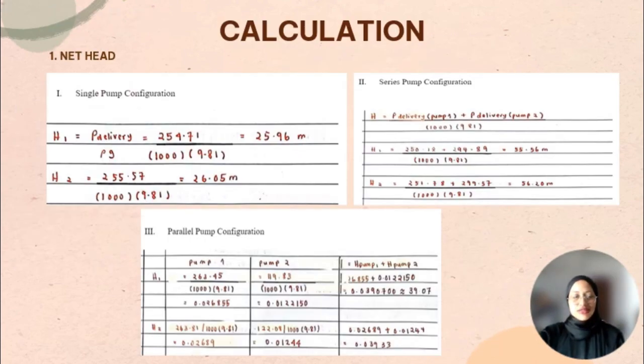So for the calculation, if we need to find the net head for single pump configuration, which is H1, it is equal to rho delivery over rho times gravity, and so on. And for the series pump configuration, we need to find the rho delivery for pump 1 plus rho delivery for pump 2 over rho times gravity. And for parallel pump configuration, we take pump 1, which is the same as the single pump configuration, and we take pump 2, also the same, and we take the total to find H1.